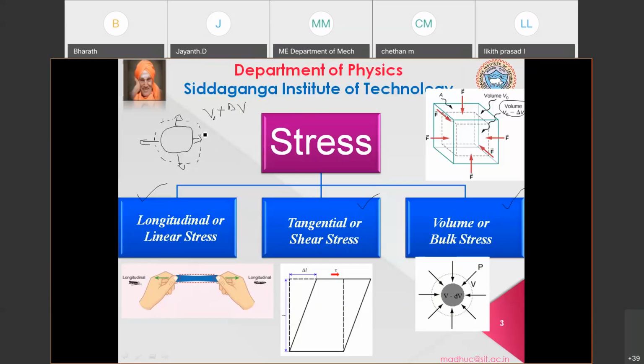So there is some limit, because if you try to pull too much, then what happens? Your wire may get damaged permanently. Within the limit, you can have three kinds of stress. The first one is longitudinal stress, the second one is tangential stress, and the last one is your bulk or volume stress. So these are the three things.